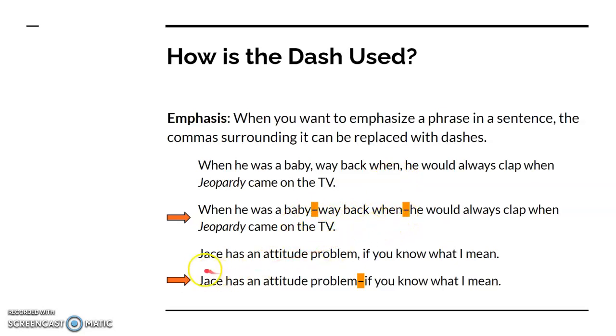Or if I want to add a little more emphasis to this sentence, Jace has an attitude problem, if you know what I mean. So I can replace the comma right here with a dash to just add a little more emphasis. So the main thing to realize with the dash is that it's pretty much always going to be used to replace a comma that would already be grammatically correct in the sentence, but the dash can just add more clarity for your eye or add some emphasis if you want to make a section stand out.